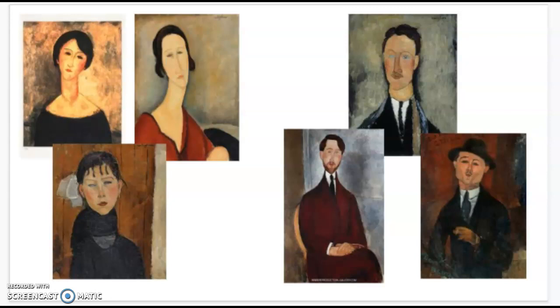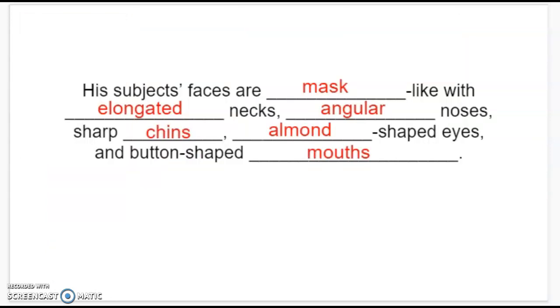What kinds of eyes? What kinds of noses? What kinds of necks? What would you say about his work? So the words I'm looking for is that his faces are mask-like. Remember, he had that influence from African masks, with elongated necks, just a fancy word for long, angular noses, sharp chins, almond-shaped eyes, and button-shaped mouths.